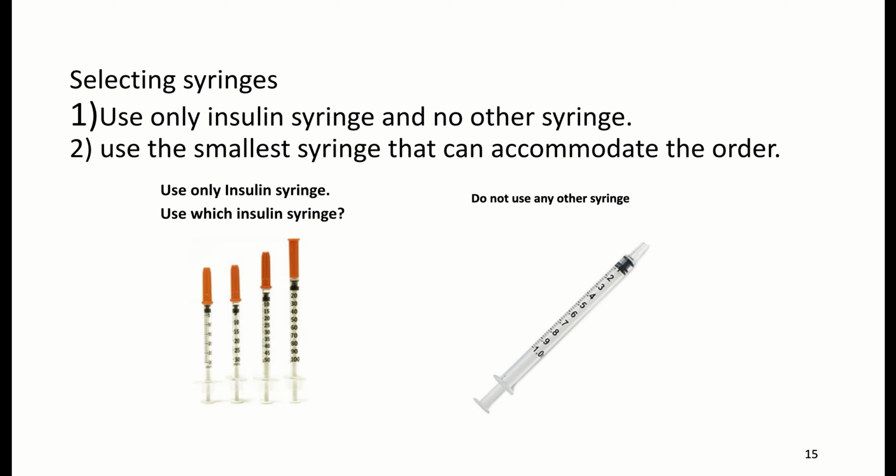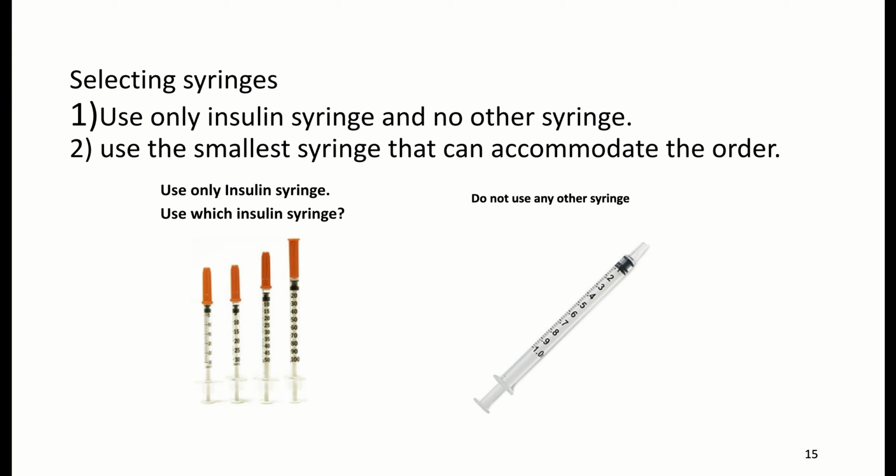The only syringe that you will use for insulin administration is called an insulin syringe. You cannot use any other syringe. Why not? Because the calibration on the insulin syringe is in units, whereas all other syringes are calibrated in milliliters. 2 units of insulin is not equivalent to 2 milliliters.